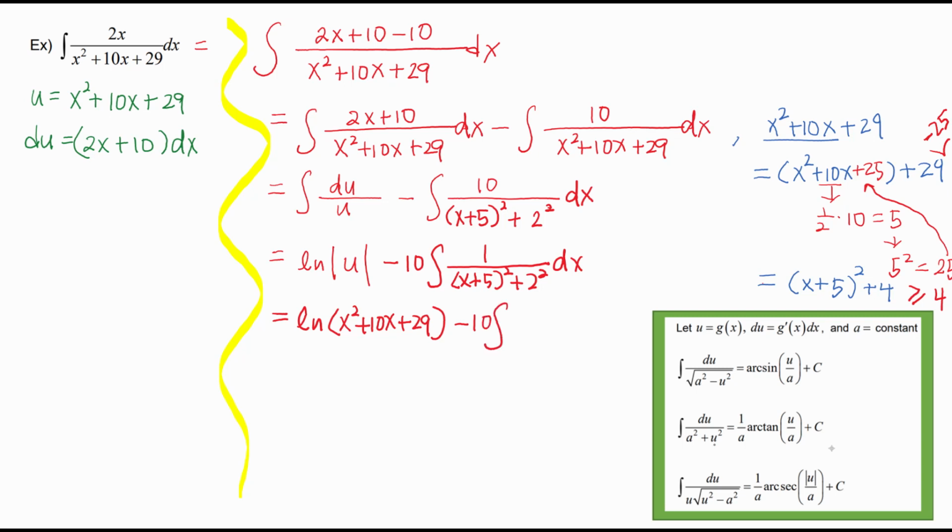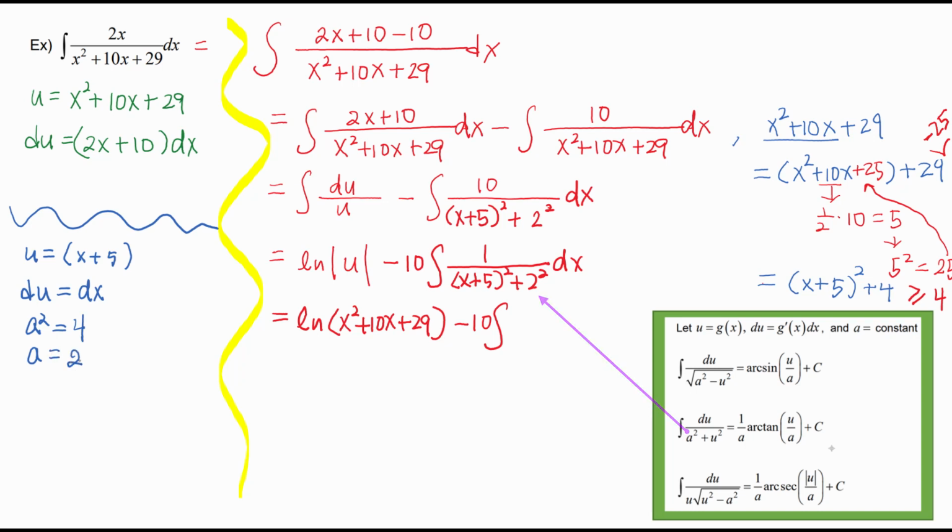Now here, my u is a different u now. So let me change the color. So here, my other u is the quantity x plus 5, so my du is just dx. And then my a squared is 4, which makes my a equal 2. So now I have the integral of 1 over u squared plus 2 squared du.